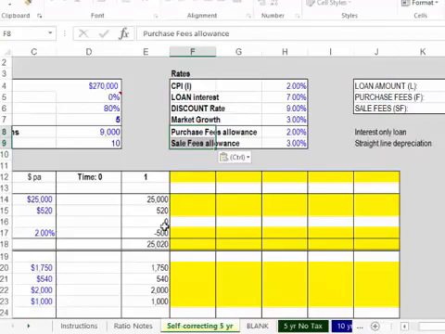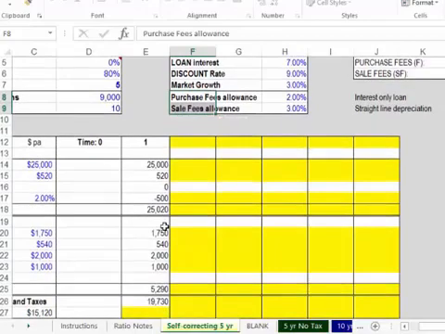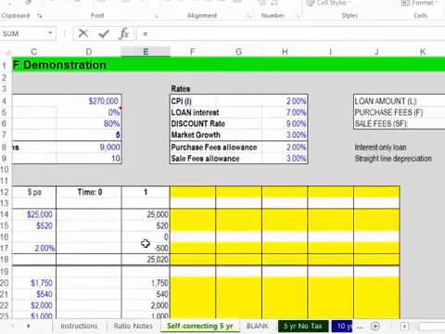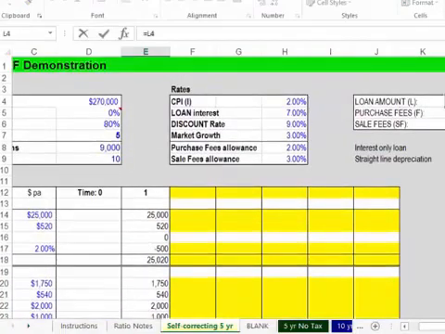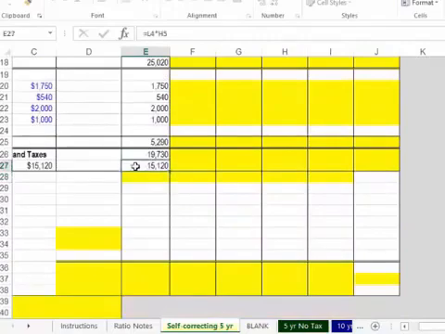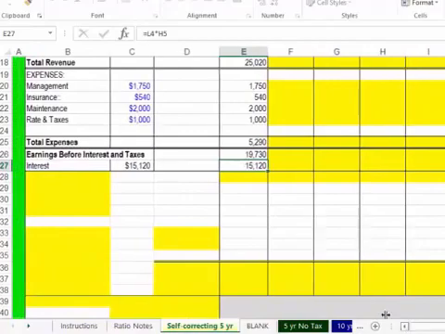We're now able to work out the annual interest amount, which we're going to put in down here in cell E27. That's simply going to equal the loan amount. And we said it's an interest-only loan, so we multiply that by the annual interest rate, and that will give us the annual amount of interest.